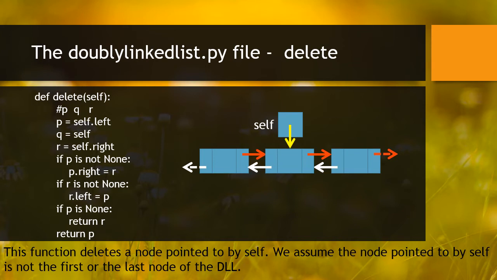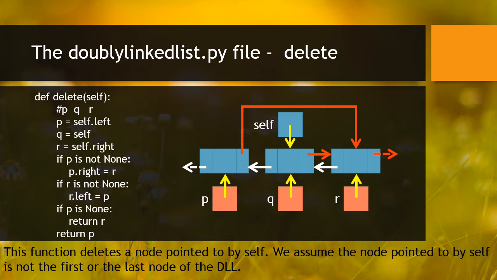Make P point to the node on the left of self. Q is self. R is self dot right. Make R point to the node that is on the right of self. If P is not none, this is true. P dot right equals R. Make the right of P point where R is pointing. See how this works.